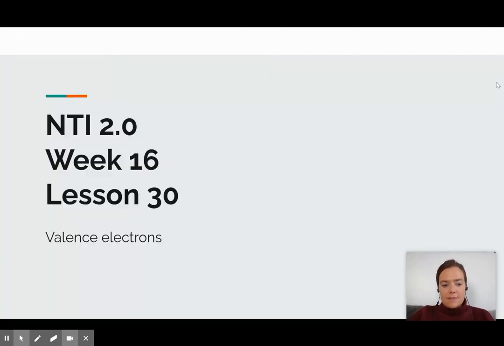So, welcome to lesson 30. Today, we're going to be diving into valence electrons and particularly this idea of how we can visualize them.